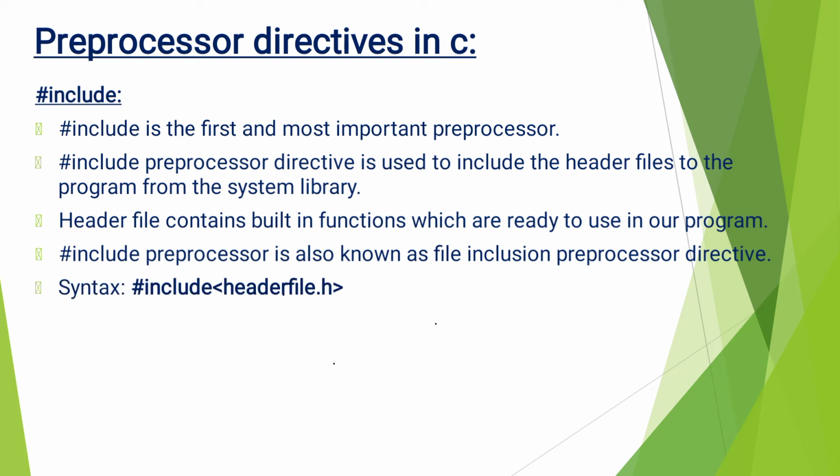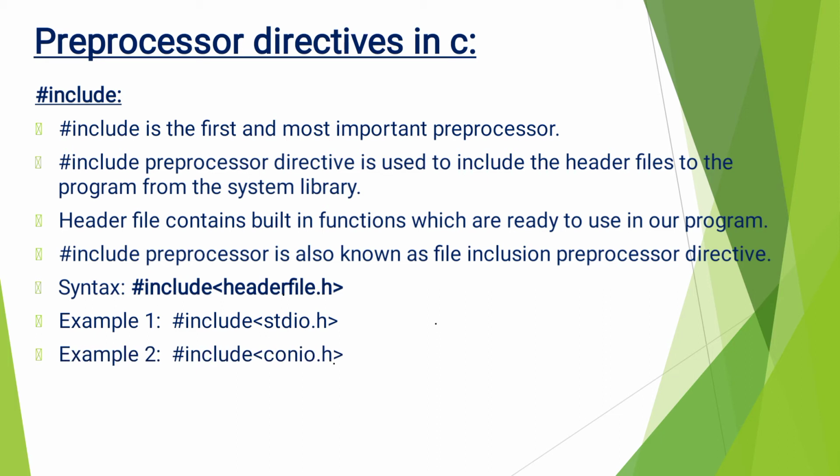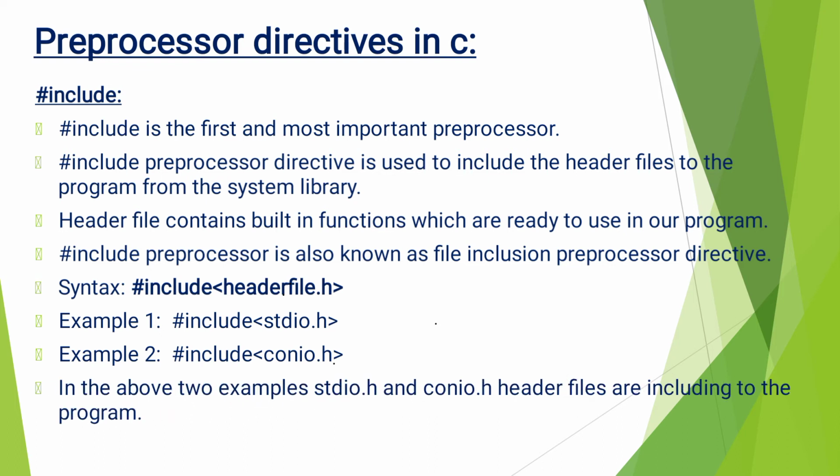The syntax to write the #include statement is #include <headerfile.h>. Let us see two examples: #include <stdio.h> and #include <conio.h>. stdio.h is the standard input output header file, conio.h is the console input output header file. In the above two examples, the stdio.h and conio.h header files are being included into our program. So this is about the #include preprocessor.